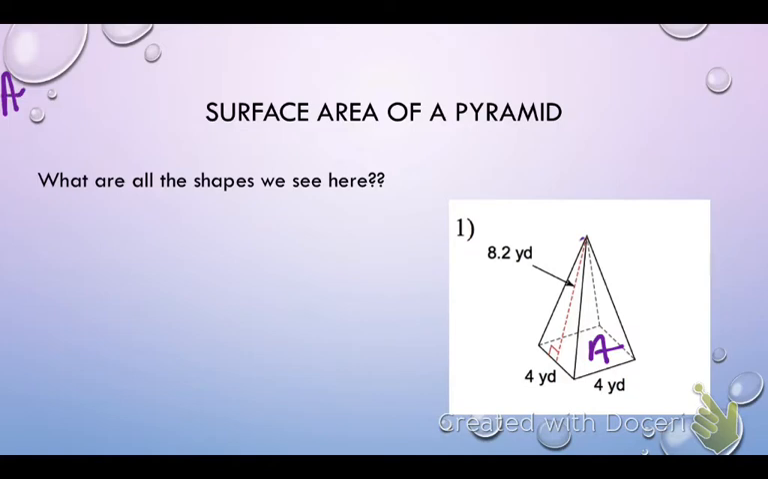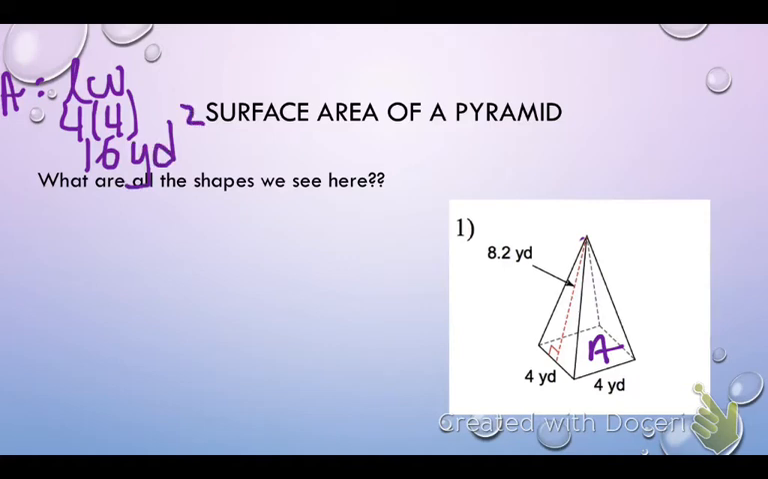A is going to be length times width. So A is going to be 4 times 4, which is 16 yards squared. All right, so that's the easy part. Now we have 4 other triangles. I'm going to label them as B, and I'm going to say 4B. Again, that's to remind myself that I need 4 times whatever the answer is.